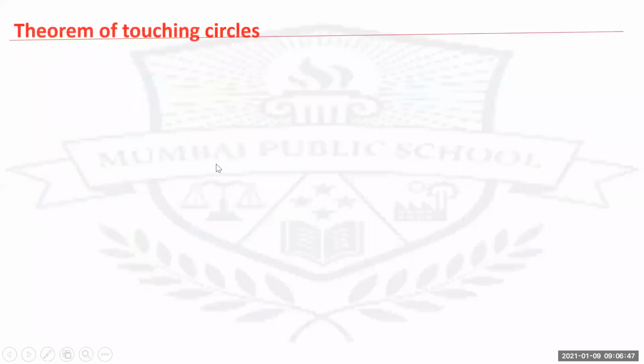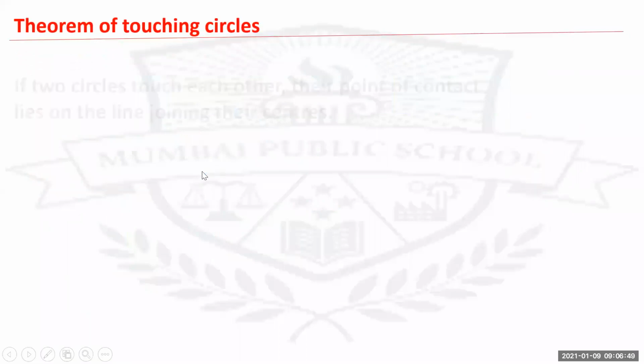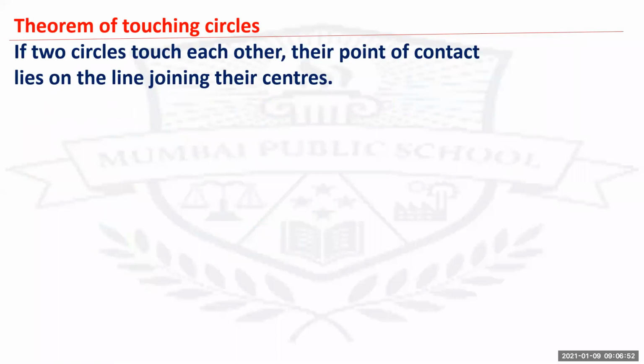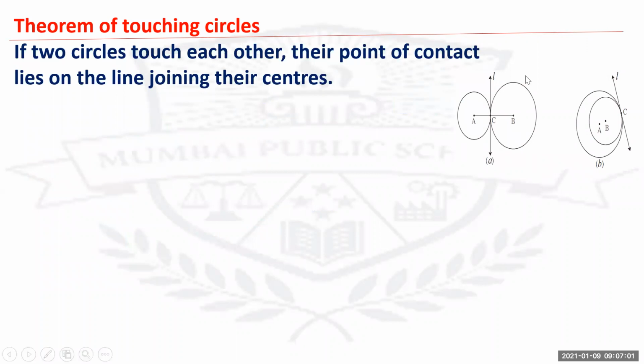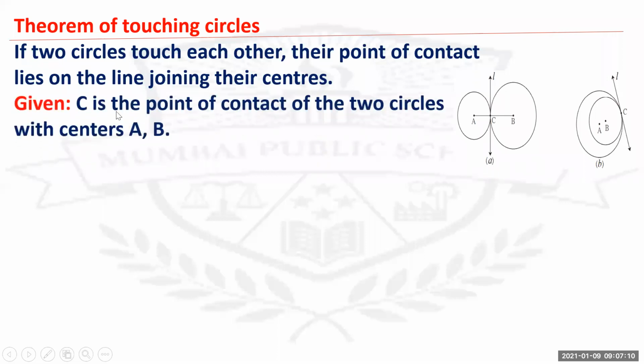Let's move ahead. Theorem of touching circles. If two circles touch each other, their point of contact lies on the line joining their centers. Now the circles can either touch externally or touch internally. So there are two possible cases, case A and case B. C is the point of contact of the two circles with centers A and B.